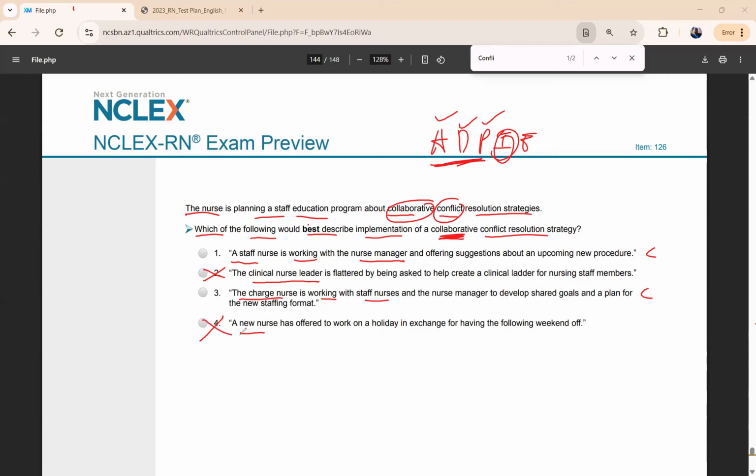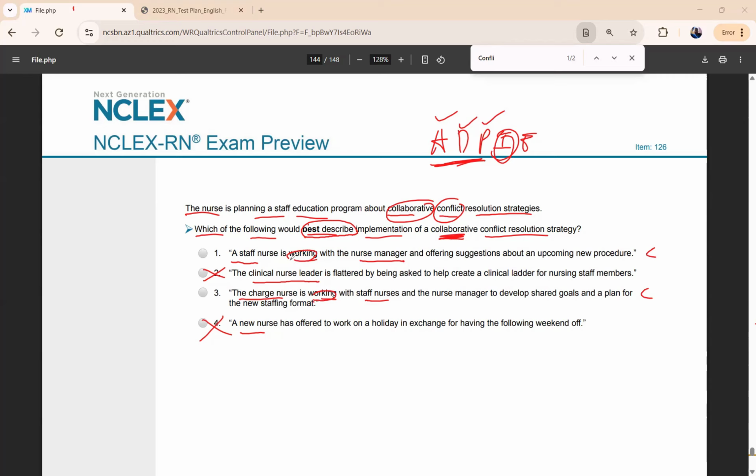So now you are left with two answers that are collaborative. A nurse working with somebody makes them collaborative. Other statements might be used, but in this question, that's it. Now, the NCLEX is not looking for just collaborative, but they are looking for best describe. That's the keyword, because the NCLEX knows there's a possibility you might see two collaborative options, but best describe. Now, let us see which is best described.